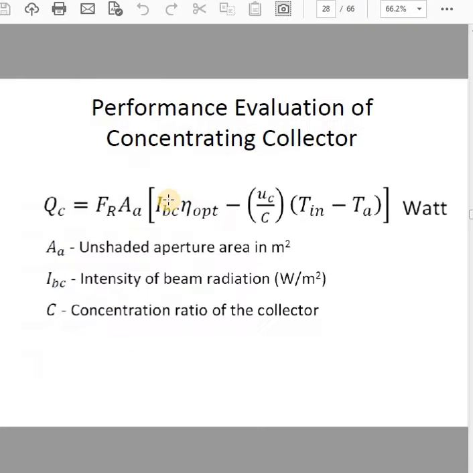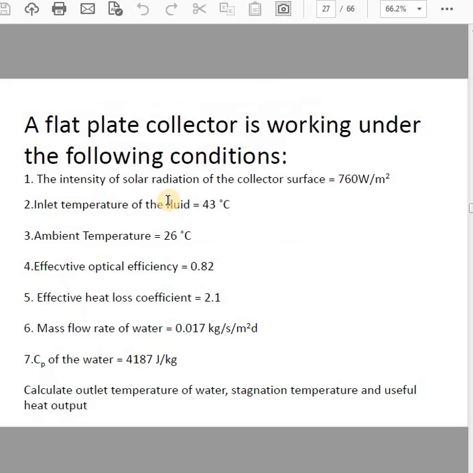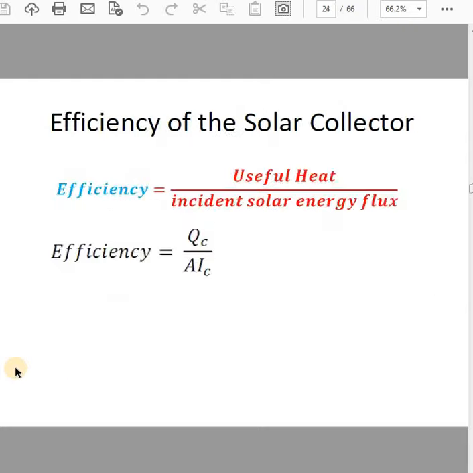So now to calculate the heat, there is one problem given, that the intensity of the solar radiation is this. The inlet temperature is 43 degrees Celsius, the ambient temperature is 23 degrees Celsius, the efficiency of the output is given as 0.82, the heat loss coefficient is given as 2.1, the mass flow rate of the water is given as 0.017 kg/s, and Cp is given as this. You have to find out the outlet temperature of the water, the stagnation temperature, and the useful heat output using these formulas.